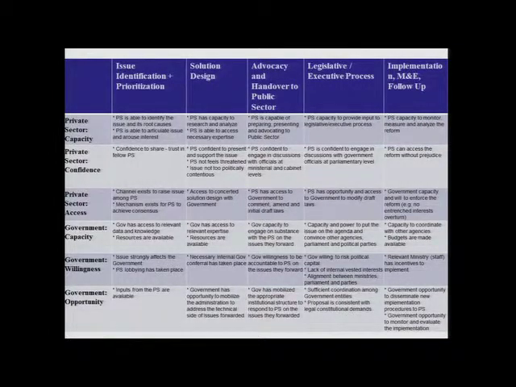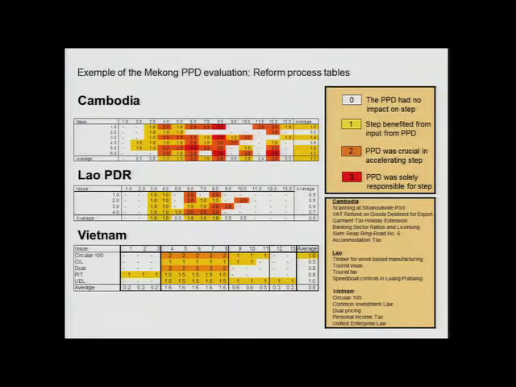And then what we do is that for each of those boxes in that matrix, we're going to put for one particular reform a 0, a 1, a 2, or a 3. And we're going to say, because of that public-private dialogue platform, now the private sector has more confidence to share, or now there is a channel that exists that did not exist before. So if you do this exercise over time, you might see a difference in those ratings, and you might see a difference in the fabric of the relationship between the public and the private sector. This is what the Reform Process Table looks like in the context of Cambodia, Laos, and Vietnam.